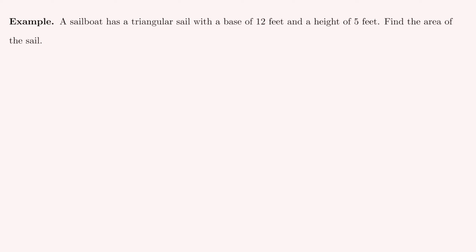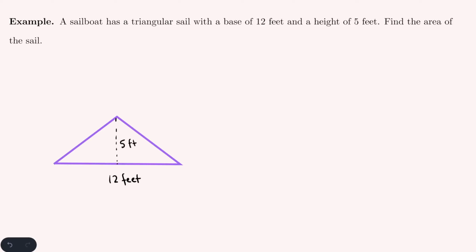So in this next problem, it says a sailboat has a triangular sail with a base of 12 feet and a height of 5 feet. Find the area of the sail. Just for practice, let's draw this so we know it looks like a triangle. The base of the triangle is 12, the height is 5. So our sail looks something like this.